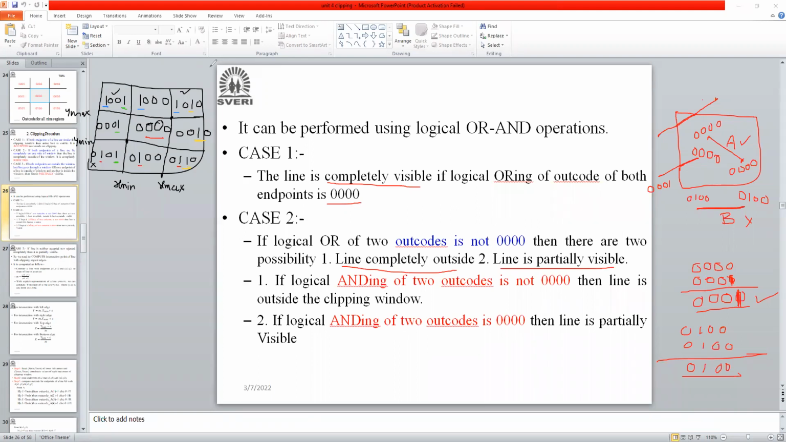No, ma'am. Okay. Now my question is, this result number 1 and this result number 2 both are non-zero. If the result is 0, then we are saying that the line is totally inside and totally visible. But in case number 1 and case number 2, both are giving non-zero values. Then how to check whether it is partially visible or completely invisible?